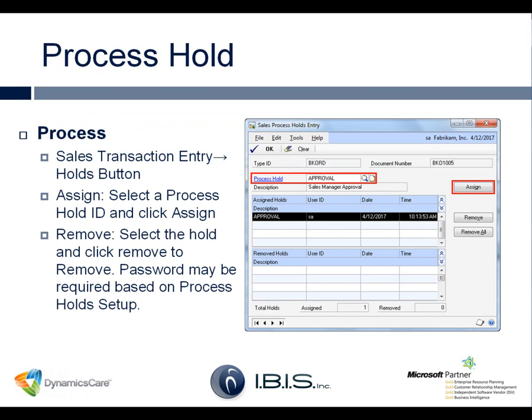So to add the hold, you would go to the sales transaction entry window, click on the hold button, I'll show you that in a minute, and this window would pop up here, and you would select the hold that you want to apply, and you would click assign, and then you would see all of the holds that are assigned to that document. And removing it is just the same. You would just select the hold ID, and click on the Remove button. However, if you had set up a password, as previously shown in the last slide, you would have to enter the password to remove that hold.